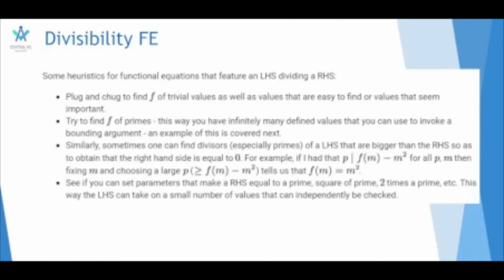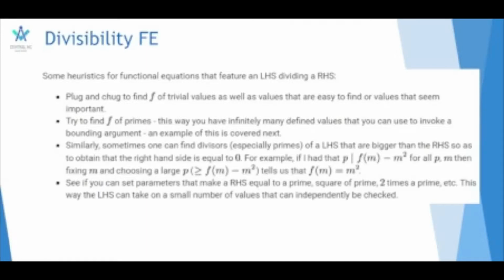So this type of argument in which you choose an arbitrarily large p gives you some pretty important properties about the function. And this seems like a pretty intuitive idea, but sometimes it's maybe easy to miss, right? So I always try to keep this strategy in mind.